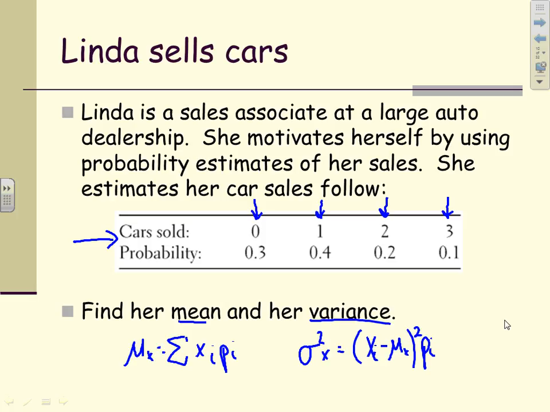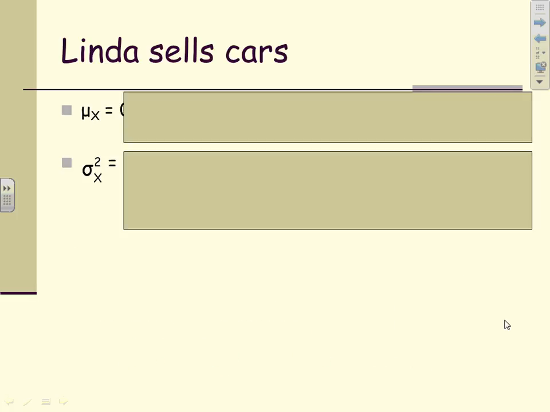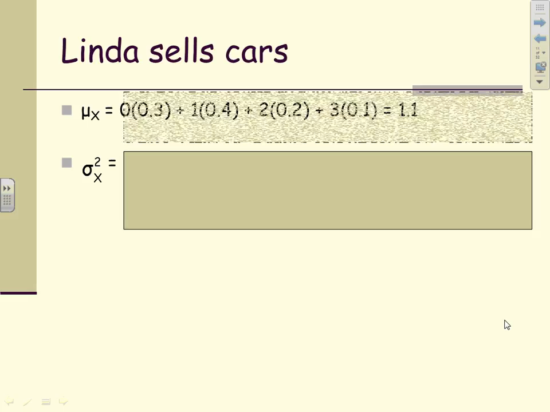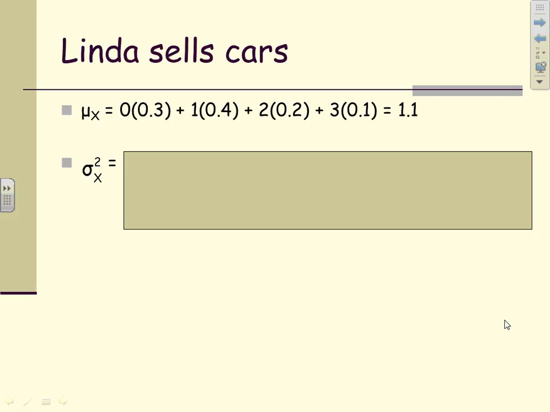So those are our two formulas, and let's go ahead and take a look at how we do that. For the mean, well, we had 0 cars 30% of the time, 1 car 40% of the time, 2 cars 20% of the time, and 3 cars 10% of the time. So we just multiply the x times the p of x, and then do it again for each of these different x values, and we see that the expected number of cars she's going to sell per day is 1.1.